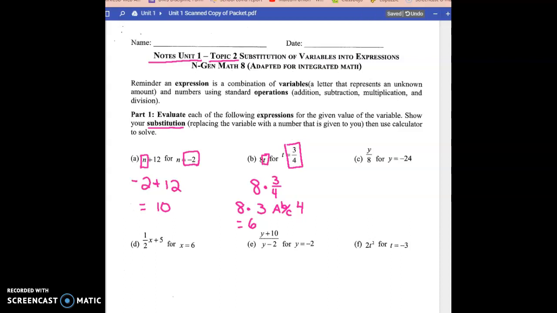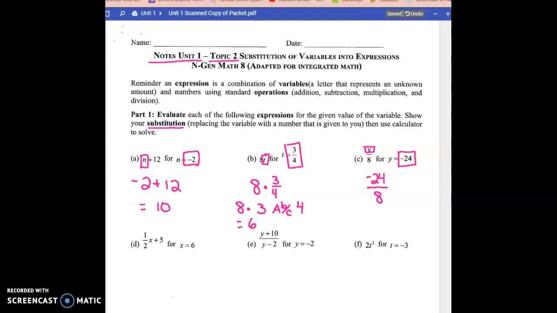C, we have y on the top of our fraction, with our fraction bar, over 8. Do you remember what operation it means when we have a fraction bar? Does that fraction bar represent adding, subtracting, multiplying, or dividing? Hopefully you remember that represents division. So here it wants us to use y as -24. We're going to substitute or replace my y with -24. So I'm going to rewrite it as -24 over 8.